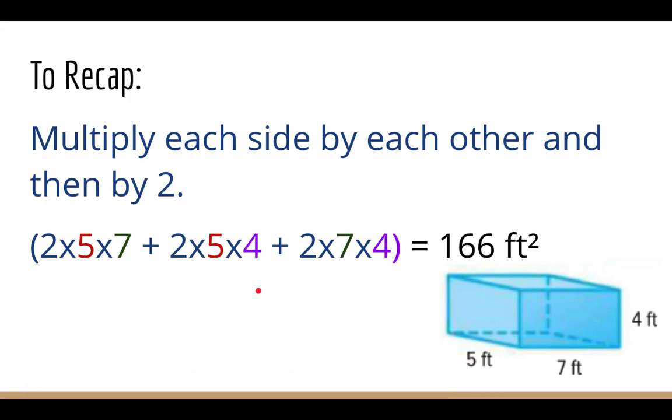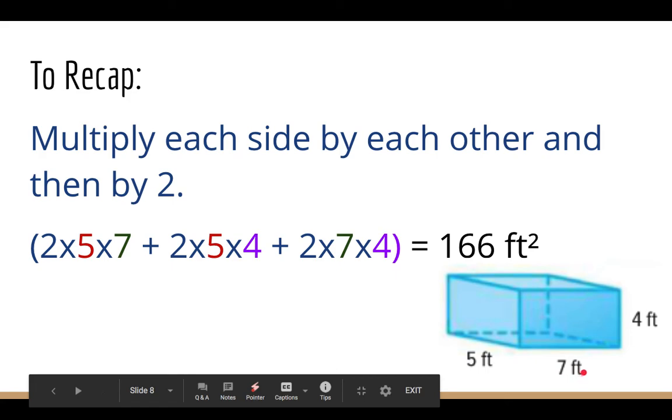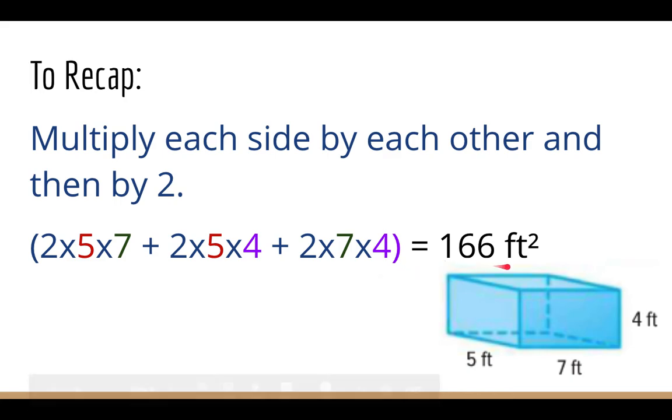So this is just one last slide. I tried to color code it a little bit to show you where the numbers are coming from. But the recap is you're taking each of these numbers and multiplying them one time by each other and then doubling it. That gives you 3 numbers that you then add up for the final answer of 166, whatever your unit is, in this case feet, squared.